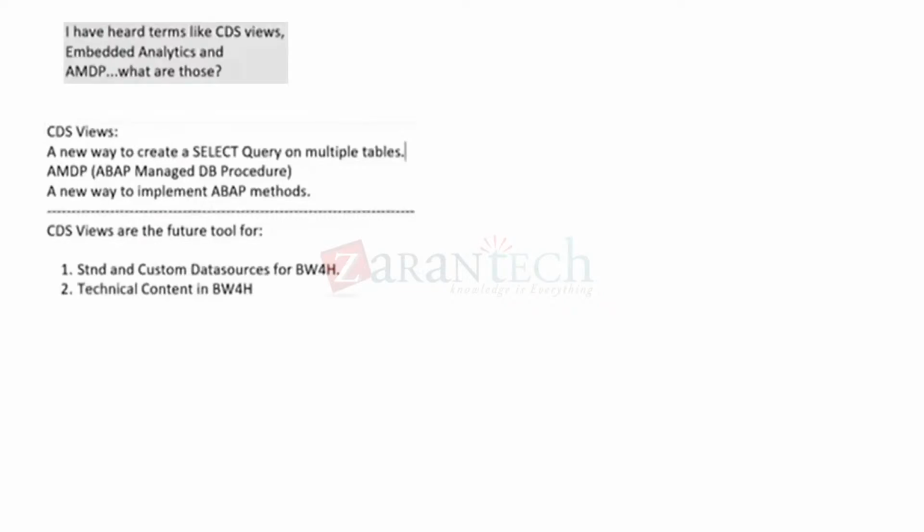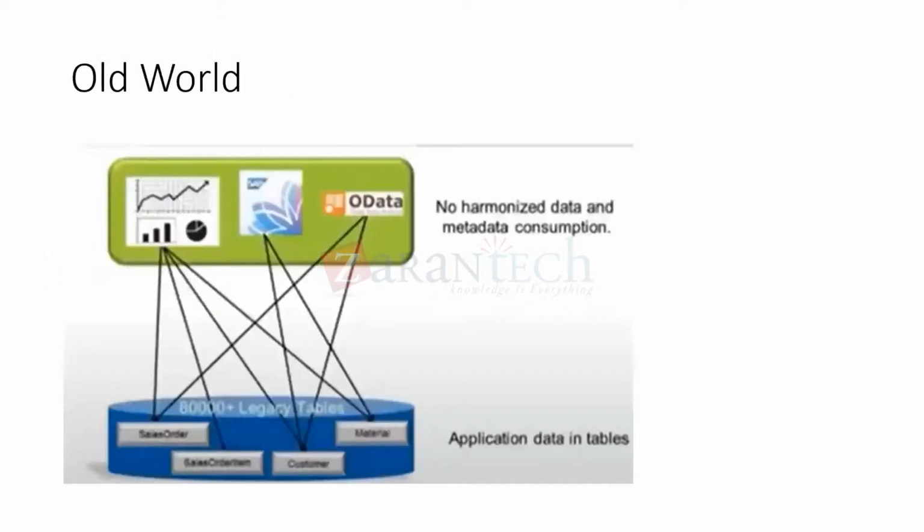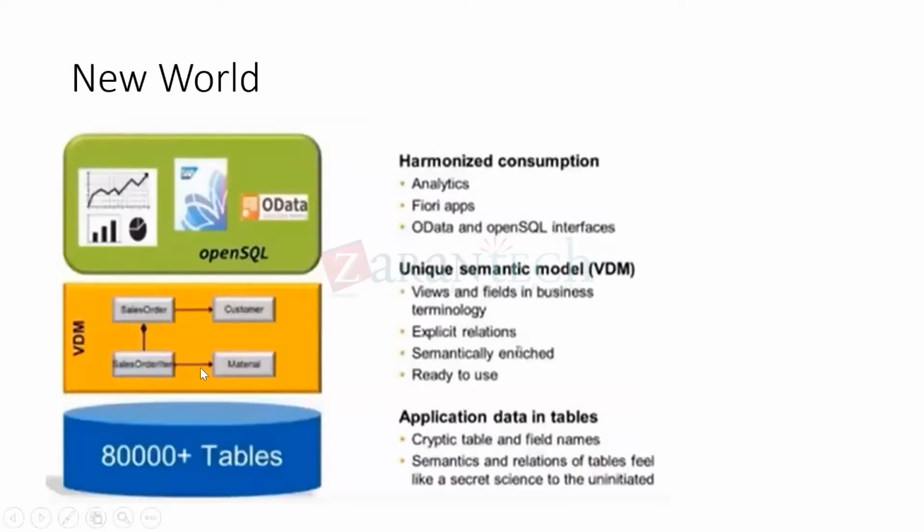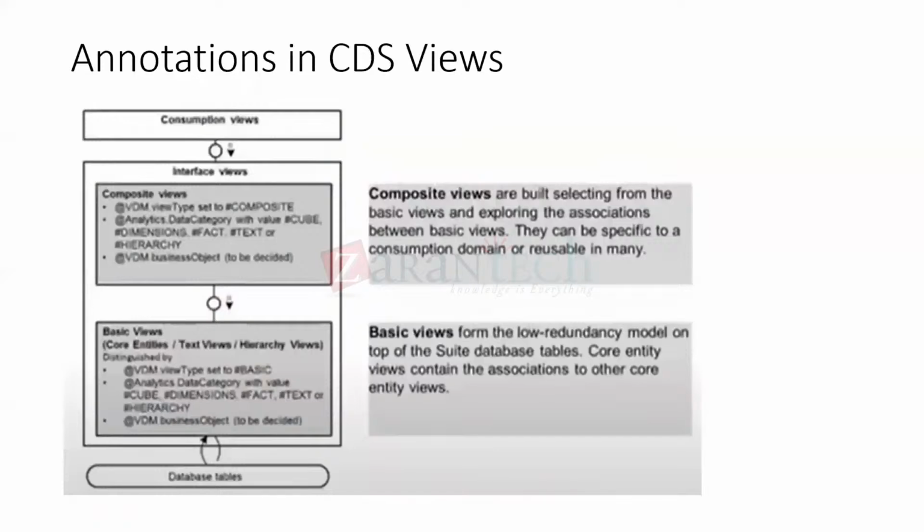I don't want to confuse you about AMDP, CDS views and so on. We'll go through this. The way the extractors in the previous version of BW worked, we used to read the data directly from base tables. Now, instead of base tables, with BW/4HANA we have a new layer called the virtual data model. These are actual CDS views, and these CDS views are exposed to the data sources. This is something we will learn in detail when we do the actual extractions.